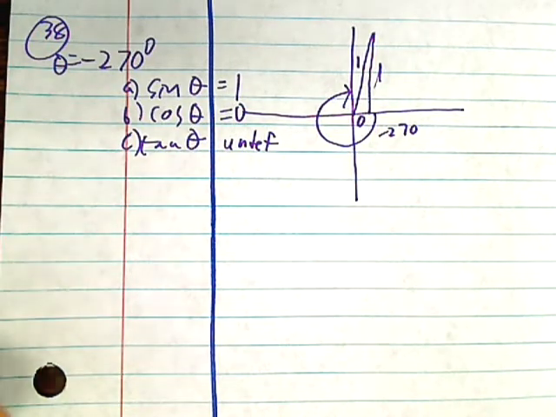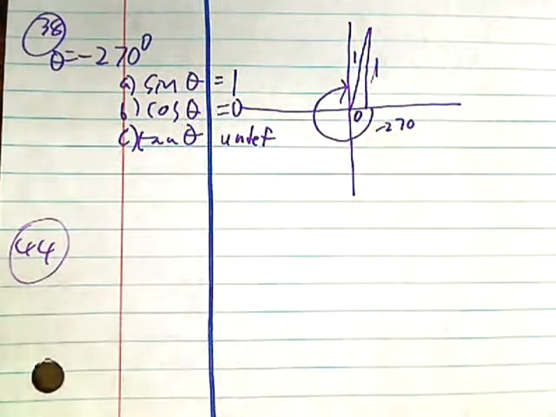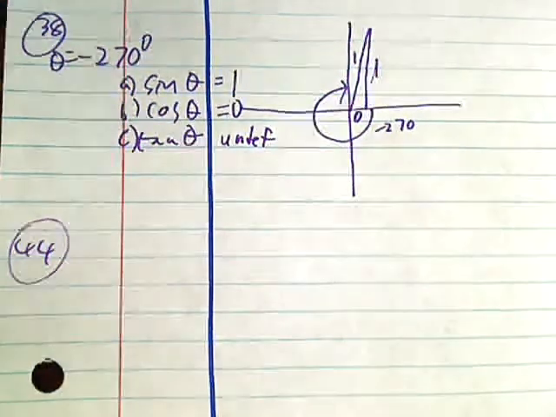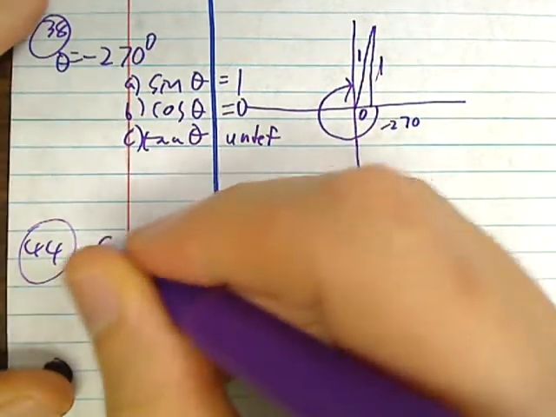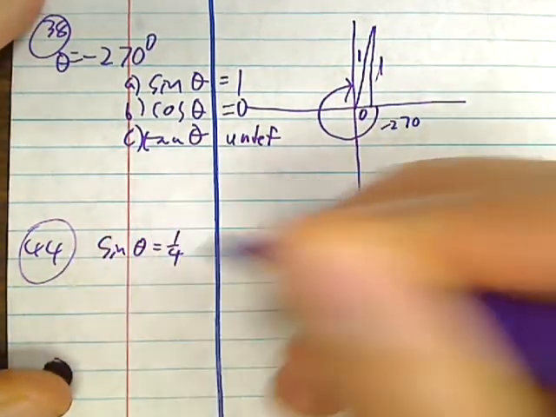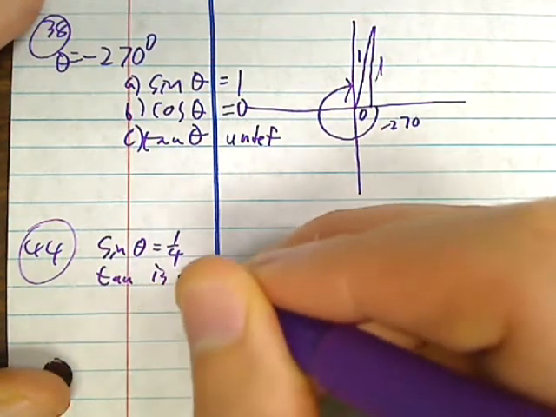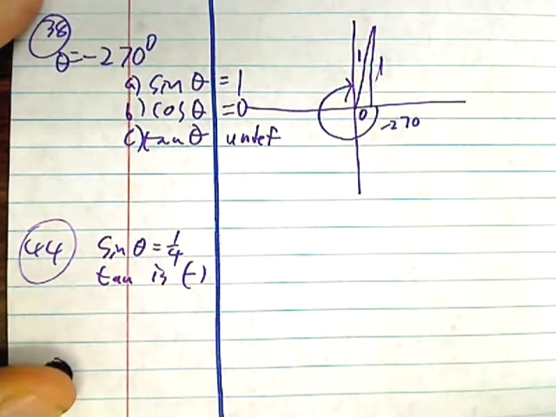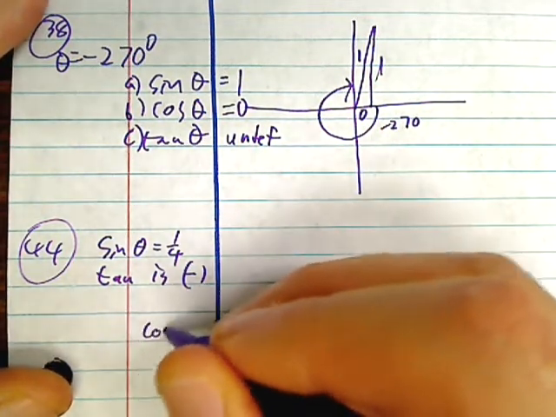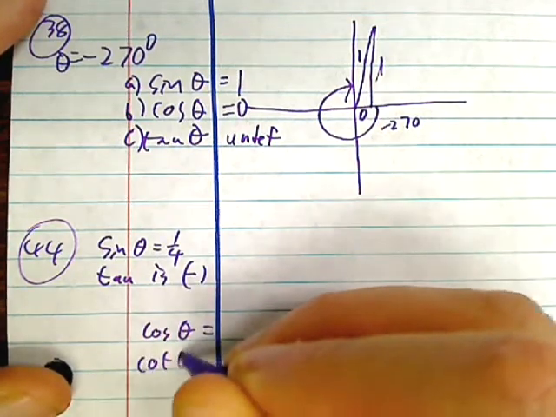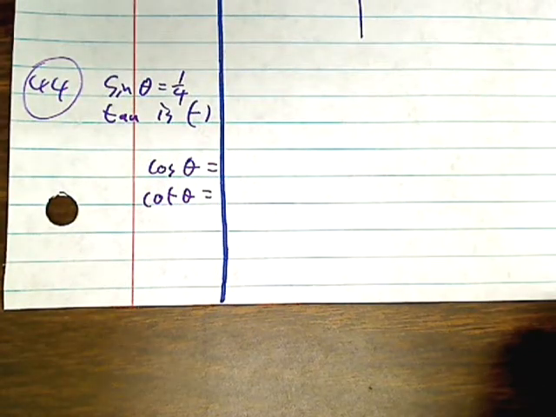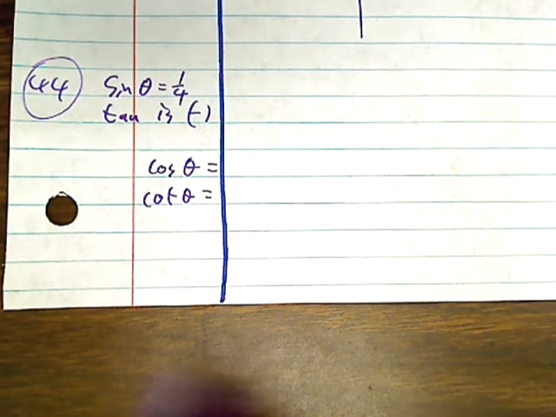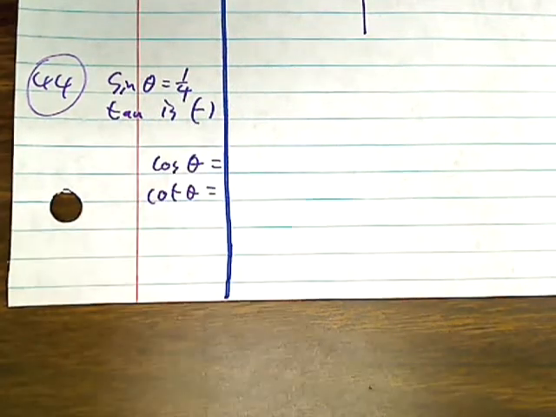Let's look at one more together, 44. Find cosine and cotangent if sine equals 1/4 and tangent is negative. So sine theta equals 1/4. Tangent is negative. We want to find cosine and cotangent. Okay, go ahead and try to draw it out, and I'll get back with you in a minute. Go ahead and pause. That should be tangent is negative. I put a negative sign in parentheses. Okay, really pause.